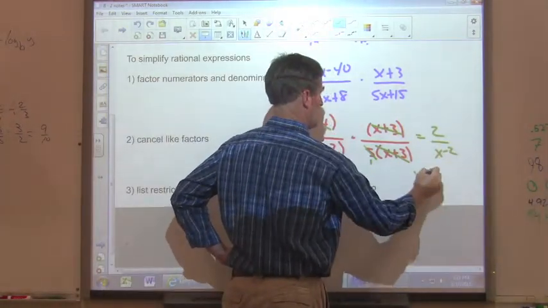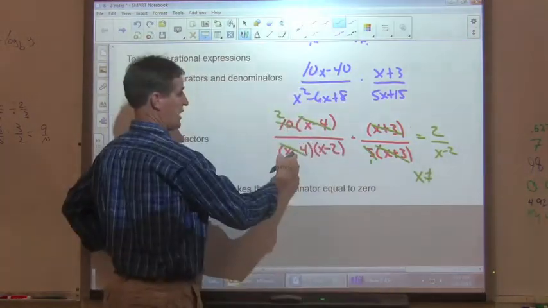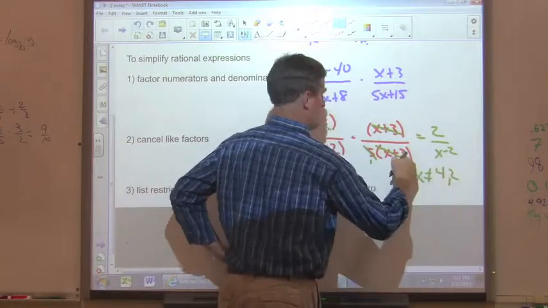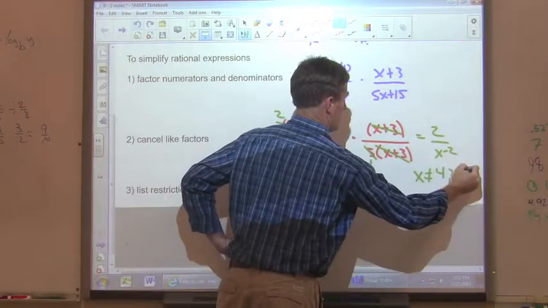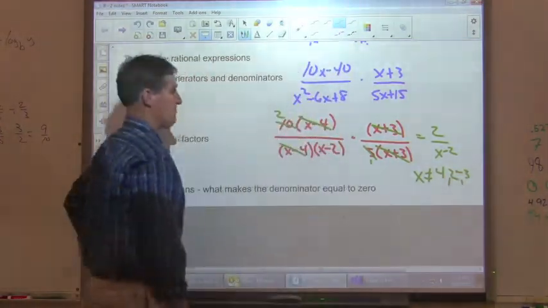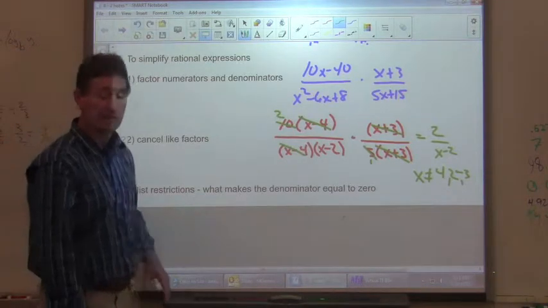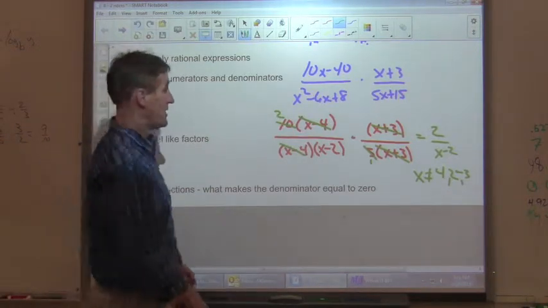And again, my restrictions are x cannot equal the opposite of this, 4, the opposite of this, 2, and the opposite of that, negative 3. So if you can factor, these go pretty fast, and they're fairly easy to do.